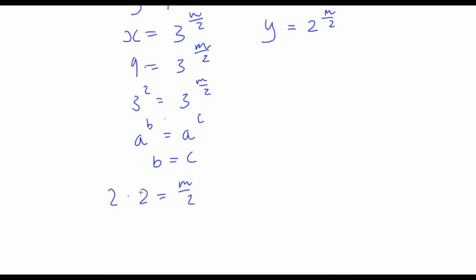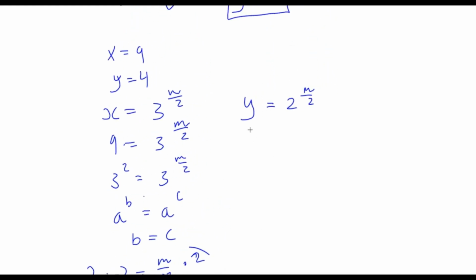Now to solve this, I simply have to multiply both sides by 2. These two cancel out. 2 times 2 is 4, so I'd be left with 4 is equal to m. Now let's see if we get the same answer for our second equation. We have y equals 2 to the power of m over 2. Remember, y is equal to 4. So now we have 4 is equal to 2 to the power of m over 2.